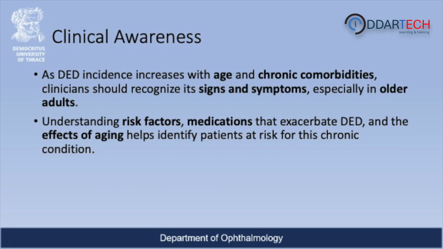As DED prevalence increases with age and chronic comorbidities, clinicians should be aware of its signs and symptoms in older adults. Understanding risk factors, medications that increase the likelihood of DED, and the physiological effects of aging can help clinicians detect and manage this chronic condition.